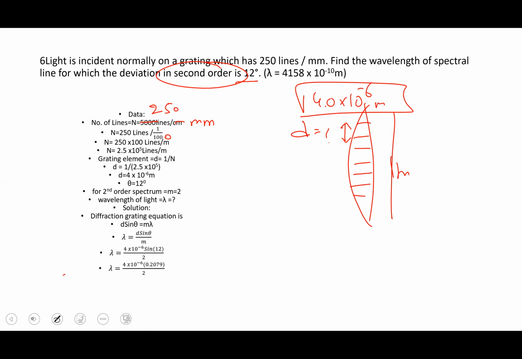Sine 12 is equal to 0.2079. And after solving this one, we'll get the value of lambda, which is 4158 into 10 to the power minus 10 meters. This is the wavelength which we'll get in the diffraction grating of the second order.